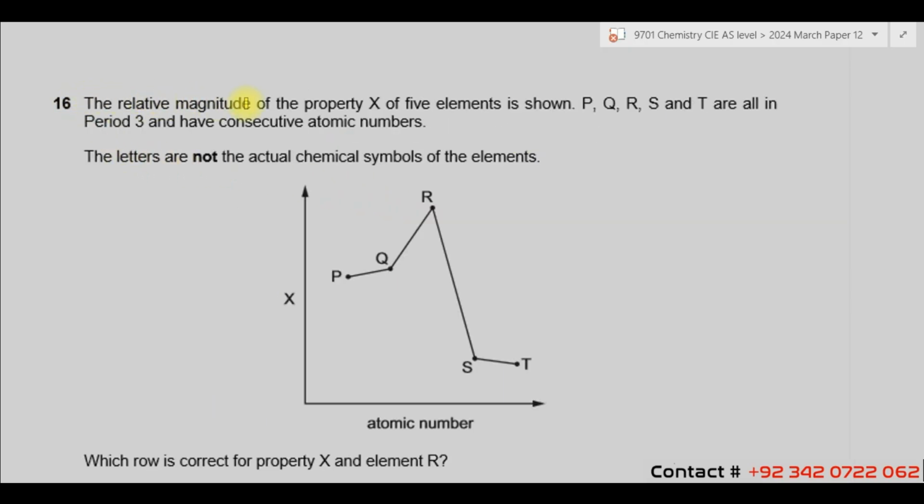Question 16. The relative magnitude of the property X of 5 elements is shown. P, Q, R, S and T are all in period 3 and have consecutive atomic numbers. The letters are not the actual symbols. We have P, Q, R, S, T. Which row is correct for property X, which is along y-axis, and element R? So element R has the highest.